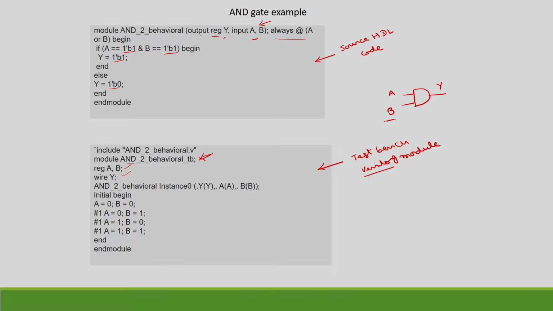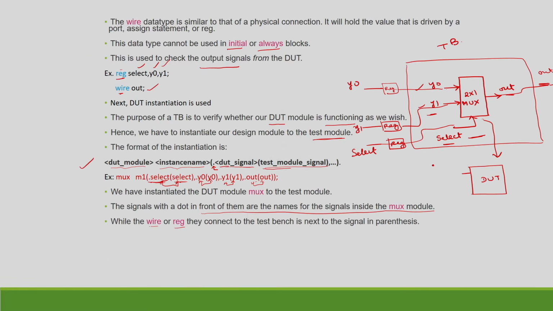Then the next step is you have to instantiate. So, we are instantiating the 2 input AND gate, this one. We are assuming that the test bench also has the same inputs as the DUT, capital A, capital B and Y. So, in that case dot Y we have to apply to Y, A to A, B to B. Suppose instead of this, if I use some P, Q, R, instead of A, B, Y, as I have told here.